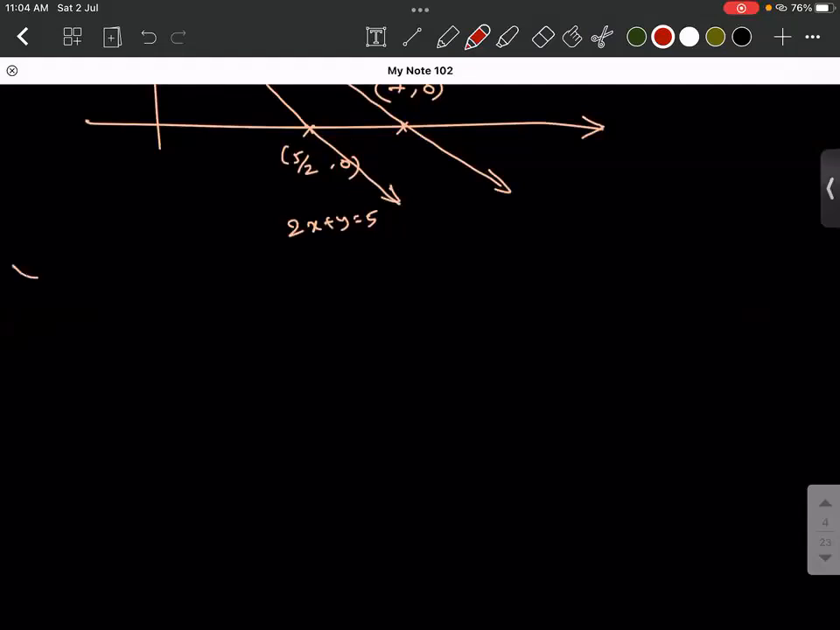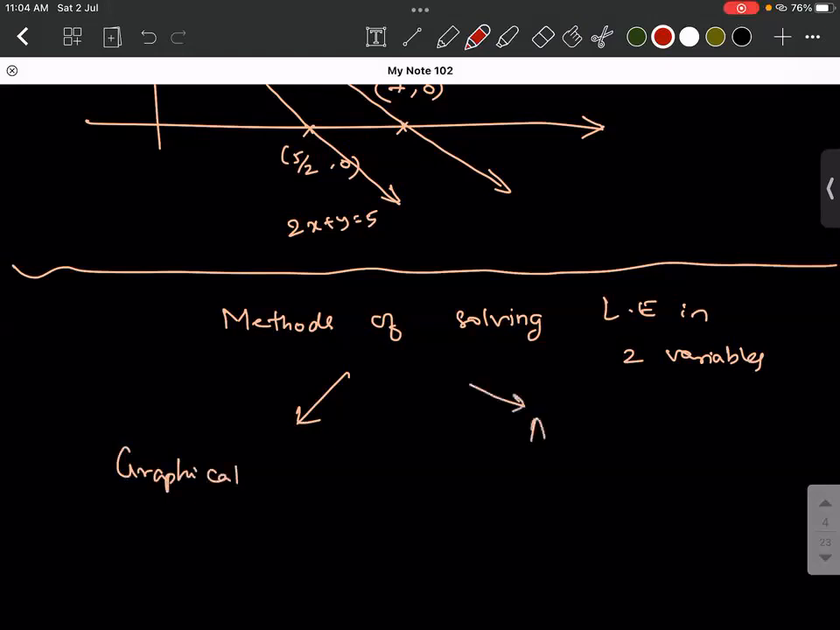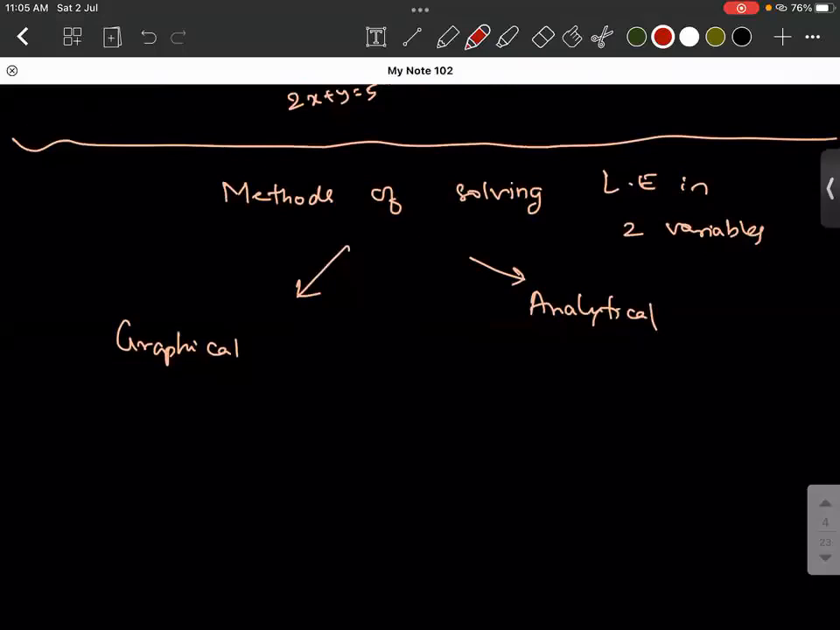We have different methods of solving a linear equation in two variables. One is called the graphical method. One is the graphical approach, and the second is the analytical approach, where you use some mathematical techniques to solve it. Graphical is what I showed you in the previous case. You draw something on a graph sheet and try to find the point of intersection, right?